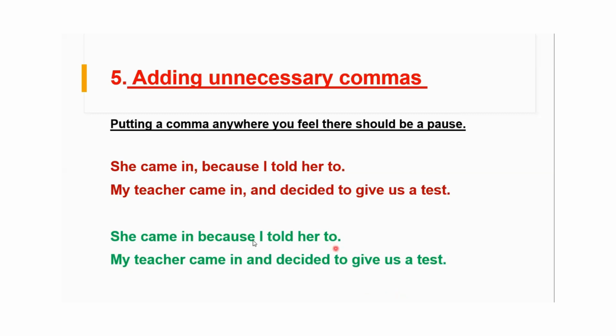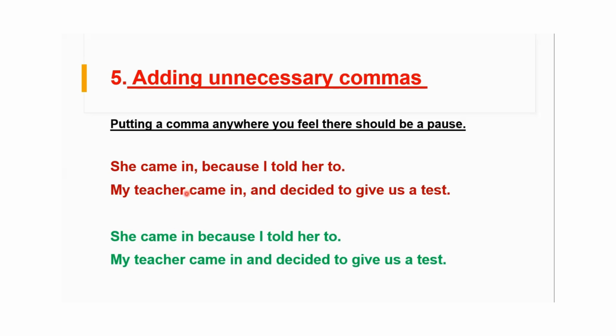For instance, I could read this sentence to add a pause here. And as a student, I will write a comma there, but I'll be wrong. I'll say something like, she came in, because I told her to. That's unnatural. Nobody speaks like that. The correct way to say it is, she came in because I told her to. There's no pause in it. So once there's no pause, no comma, don't just put any unnecessary comma.